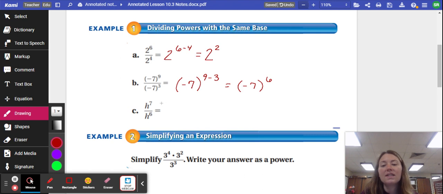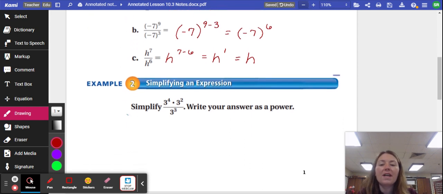And finally, we have an example that has a variable as our base. We're going to do the exact same thing. Keep the base, h, and subtract the exponents. 7 minus 6. This becomes h to the 1st power. We know that anything to the 1st power is just itself, so it can just be written as h.